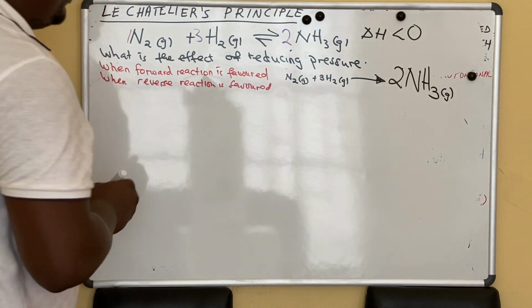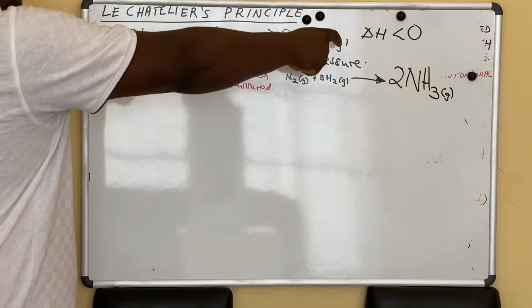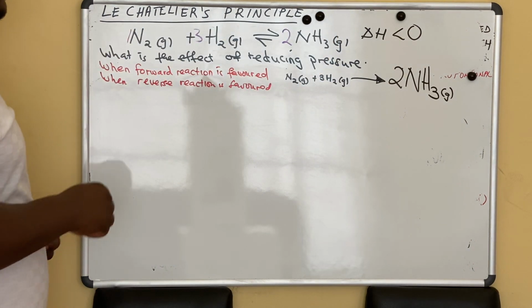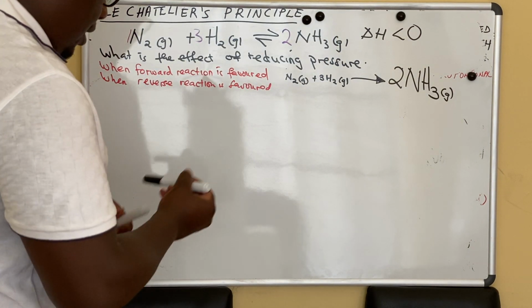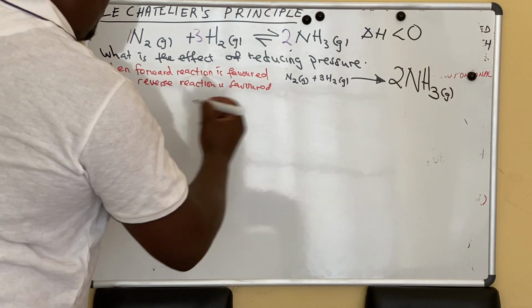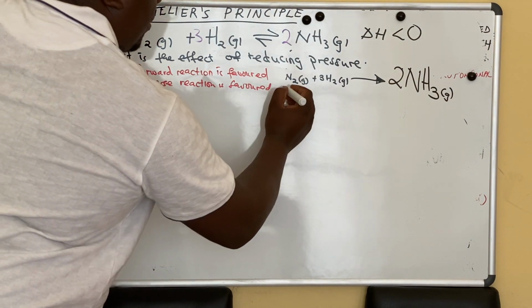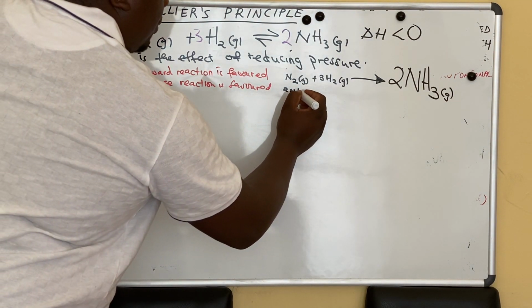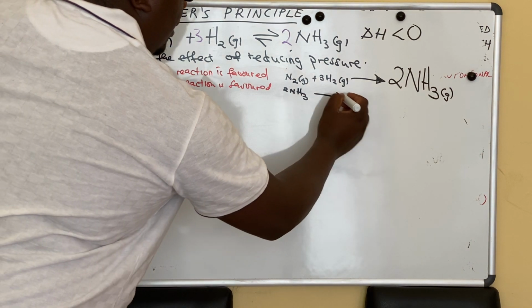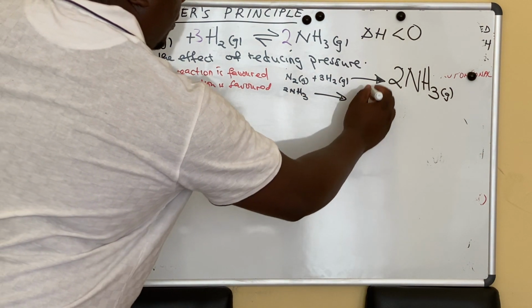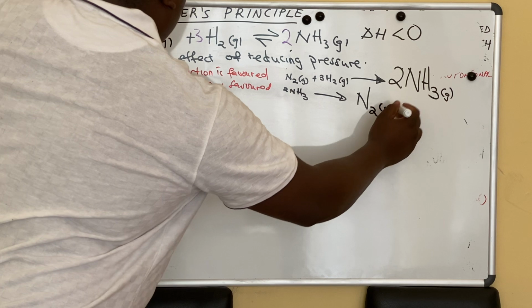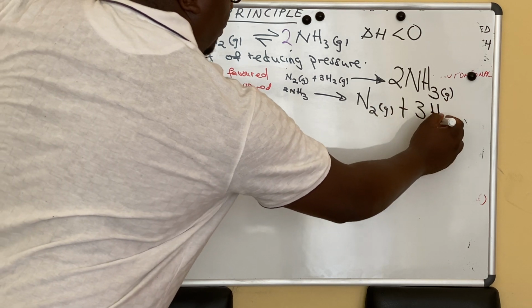When we favor the reverse reaction, remember the reverse reaction is starting with ammonia. The ammonia is decomposing, it's disintegrating. So when you favor the reverse reaction, it means this one now is in small quantities as 2NH3. Then you put your arrow there. We are going to produce large quantities of N2 and large quantities of H2.